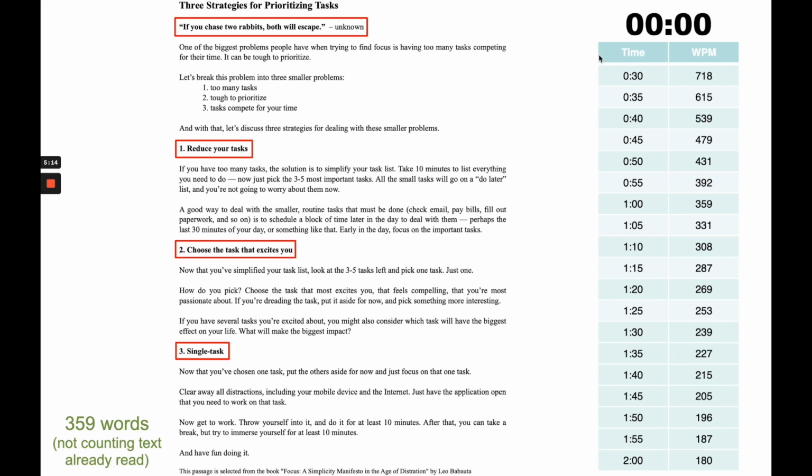And all these numbers are based on 359. That is the number of words you are about to read, and that's not counting the text you already read. So it's not counting these words. You already read everything in the red boxes. So there's 359 words. That's why if you read it in 1 minute, it would be 359 words per minute.